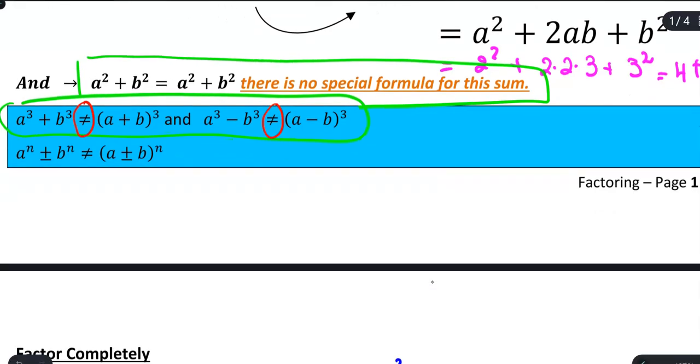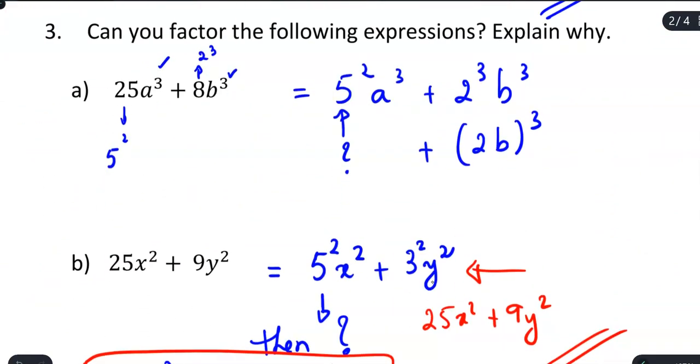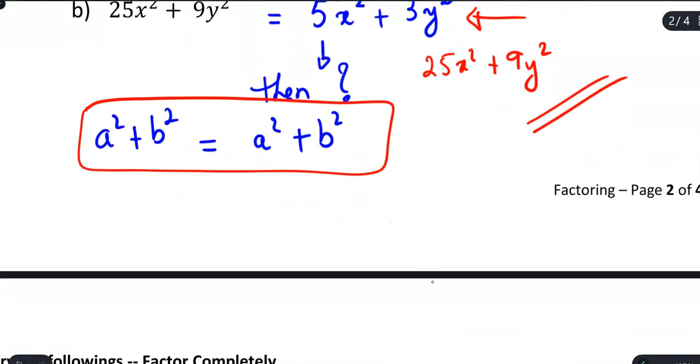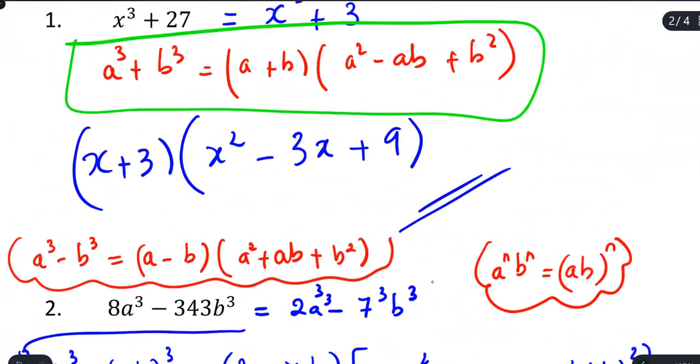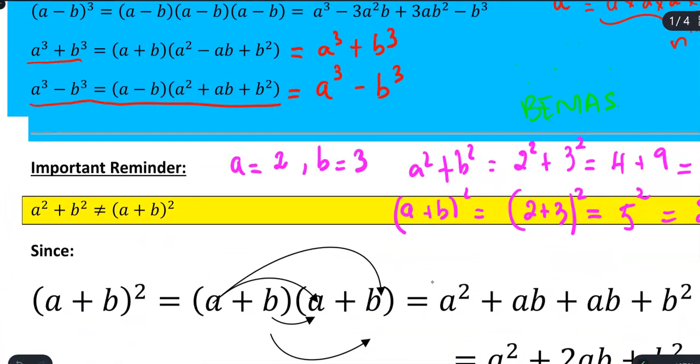Alright. There is a special formula for the difference of squares, but not for the sum of squares. But there are formulas for the sum of cubes. Okay, so I hope everyone remembers here. This is the sum of cubes. We have this formula. Difference of cubes, we have this formula.